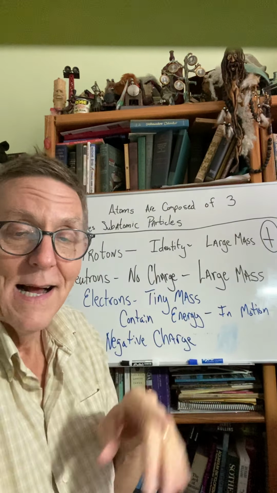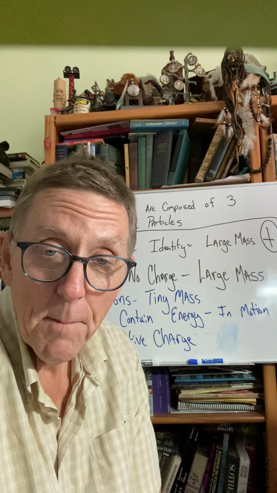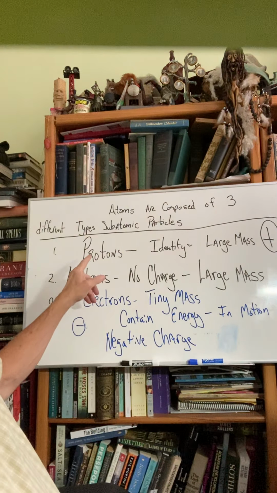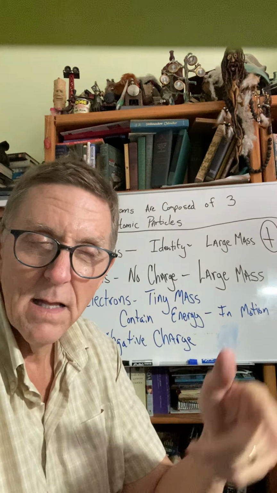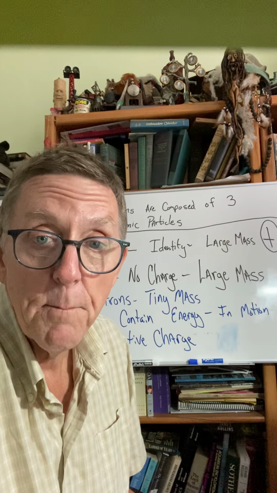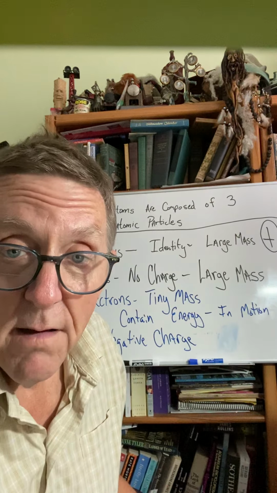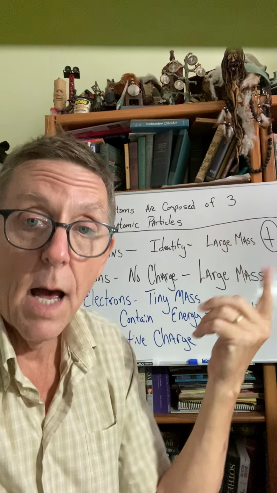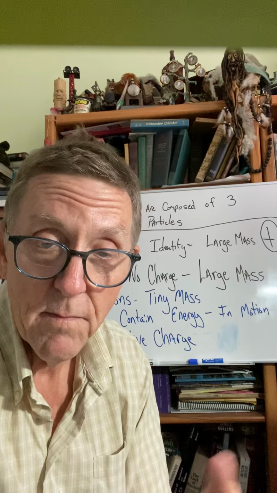But okay, so the identity of the atom is determined by the number of protons. And a little later on, we will talk about something called the atomic number. And all that is a statement of how many protons are present. And it's so important because it is the identity. If you say the atomic number of 1, everyone knows you're talking about hydrogen.